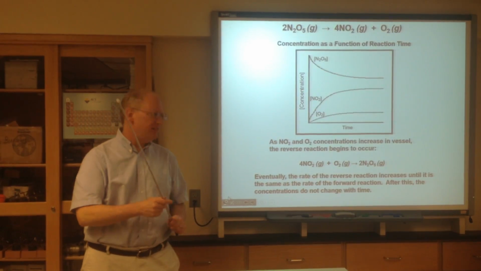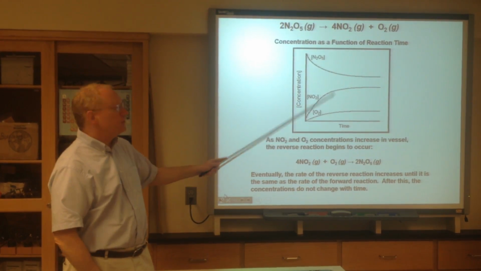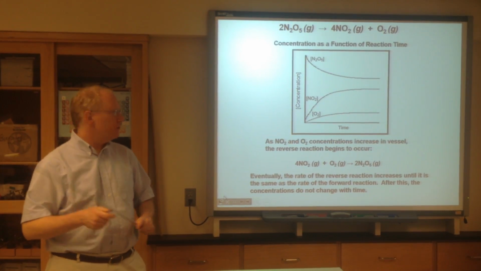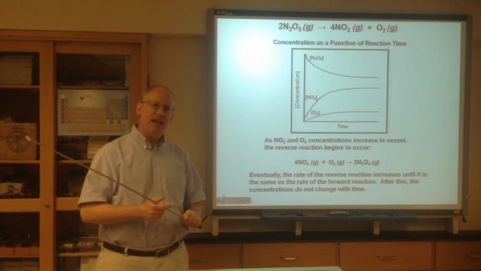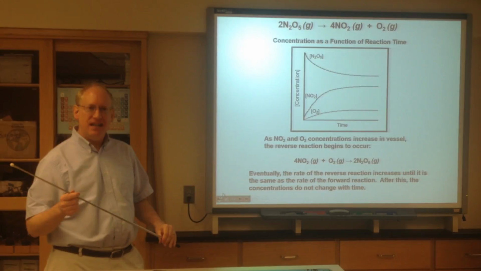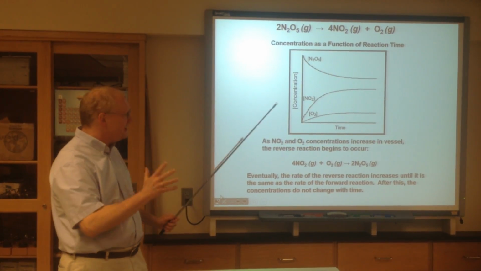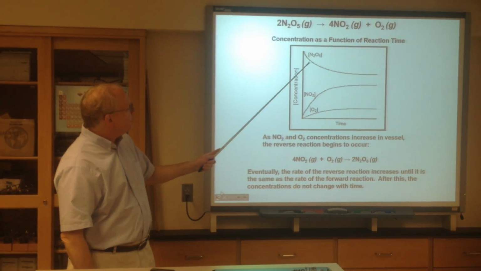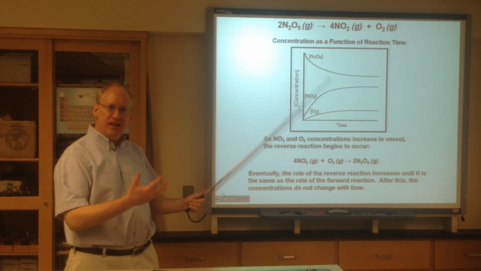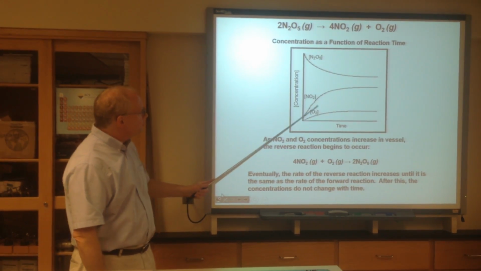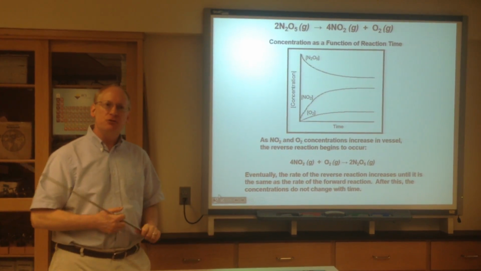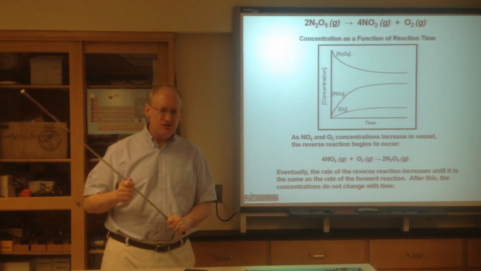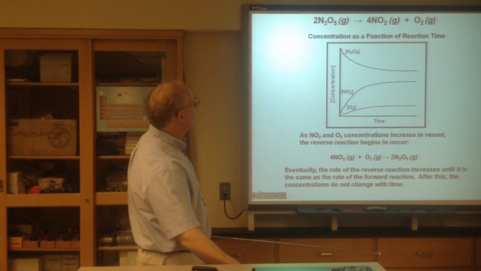Eventually, as the concentrations of the NO2 and the O2 build up in time, you reach a point where the rate of the reverse reaction is equal to the rate of the forward reaction, and at that point you get no net change in concentrations with time, because you're forming N2O5 molecules as fast as you're consuming them. You're consuming your product molecules with the reverse reaction as fast as you form them. So no net change in concentrations with time.